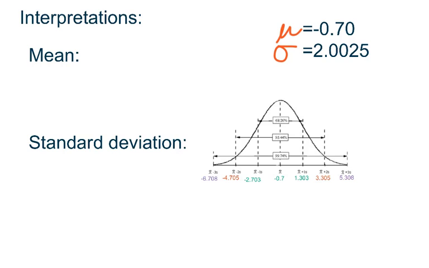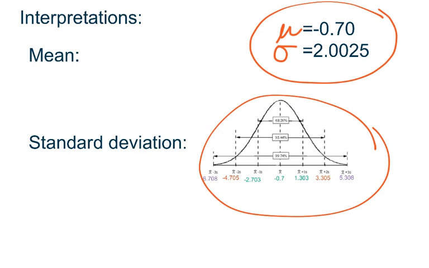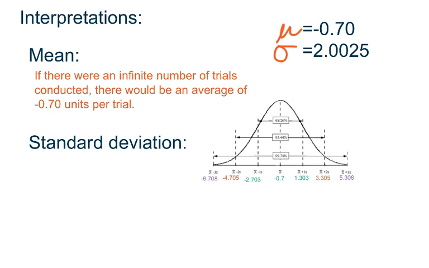So the last step is to deal with your interpretations. So we have our calculations that we've gone through up there. Here's the bell curve that I've created. Now, since this is a probability distribution, notice that we're talking about an infinite number of trials. We don't know how many trials are going to happen. We are looking over infinity here. So if there were an infinite number of trials conducted, there would be an average of -0.7 units per trial.